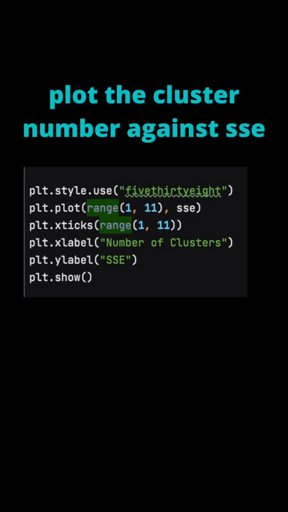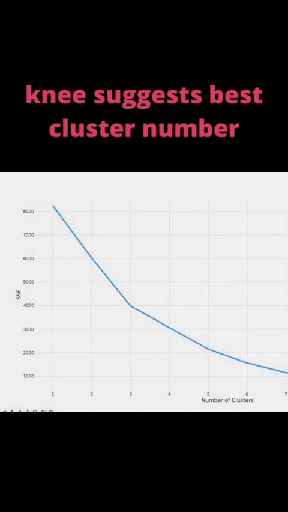Here we're plotting the number of clusters against the sum of square error. As we increase the number of clusters, the sum of square error reduces. Eventually, the rate of reduction slows down. Around 5 to 6 looks to be the optimum number of clusters, and this is described as the elbow.